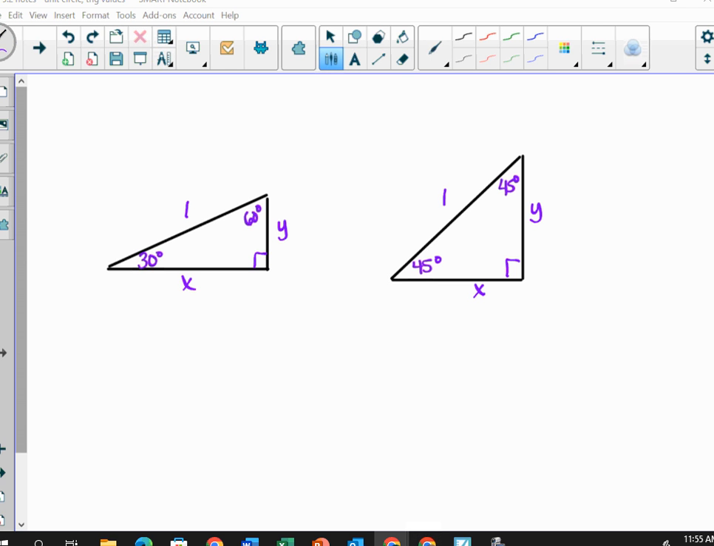If you need to look in your notes at your special right triangles, go for it. But just take a minute here, try to find x and y in both of these.